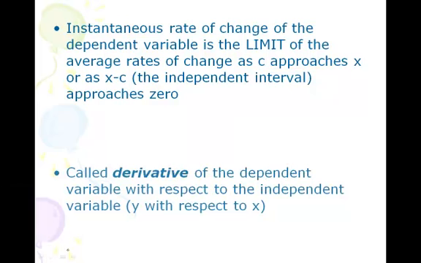Therefore, we call this the derivative of the dependent variable with respect to the independent variable, or y with respect to x. The derivative and the instantaneous rate of change are synonymous to each other, and again, this is taking the limit of these average rates of change, or the slope, as we bring our 2 points closer and closer together.